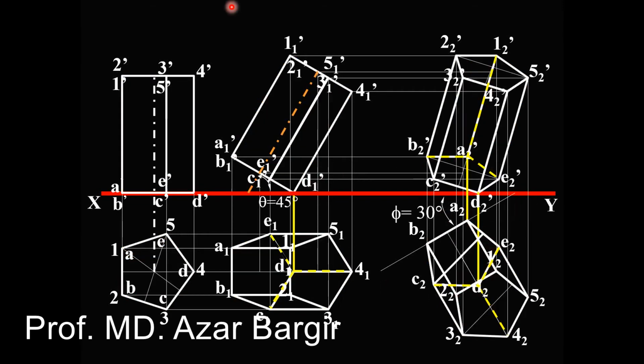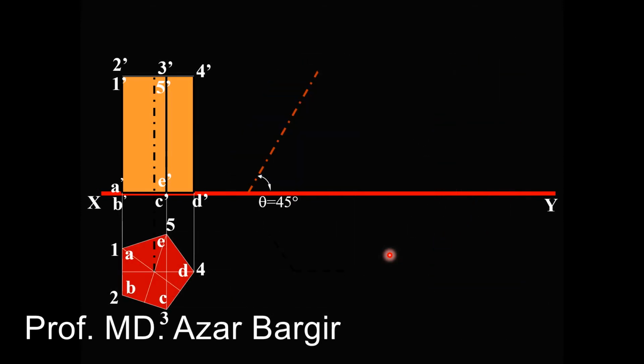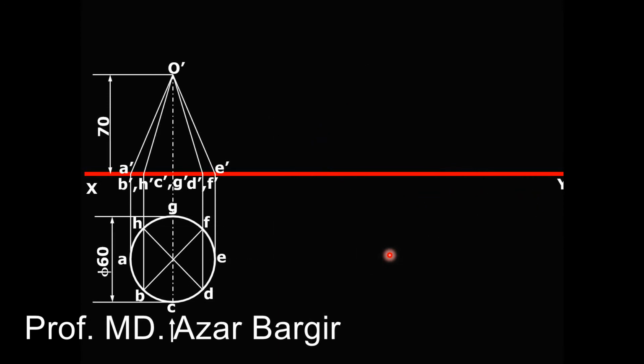Okay, so this will complete your problem number 2. You can, again for reference, rewind this and then draw it on your sheet. So this is your second problem for sheet number 7. Then the third problem is a cone problem.